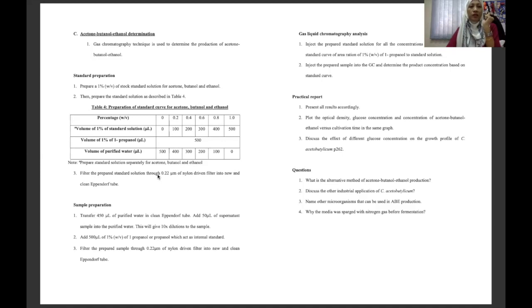All right, so here you need to filter the sample using a 0.22 micrometer nylon filter into a new tube. So what you need to do is transfer. Okay, then we usually need to dilute the sample.